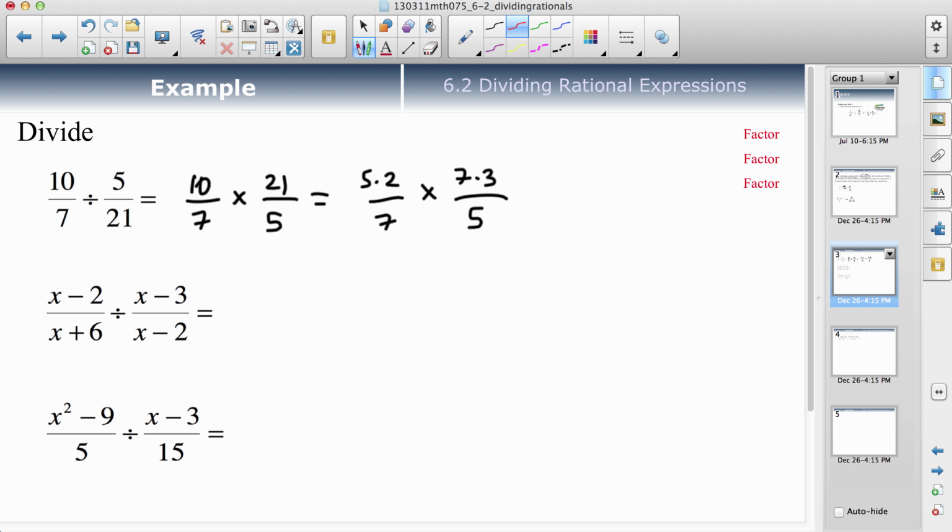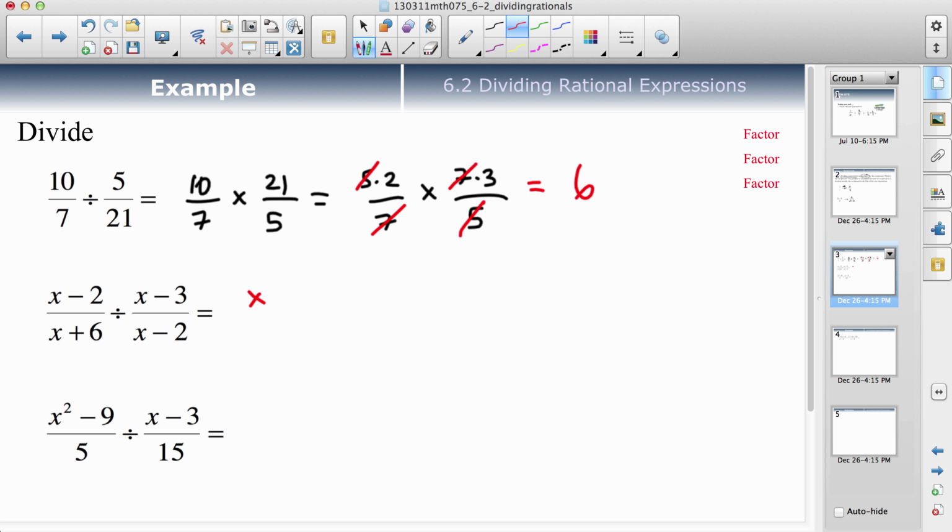And now when I look at it, I can see a common expression. 7 over 7 is 1, so those, in essence, cancel. Same thing with 5 on the top, 5 on the bottom. Since all I'm doing is multiplying everywhere, those are a factor of 1. I can eliminate those. So the answer to this would be 2 times 3, or 6.